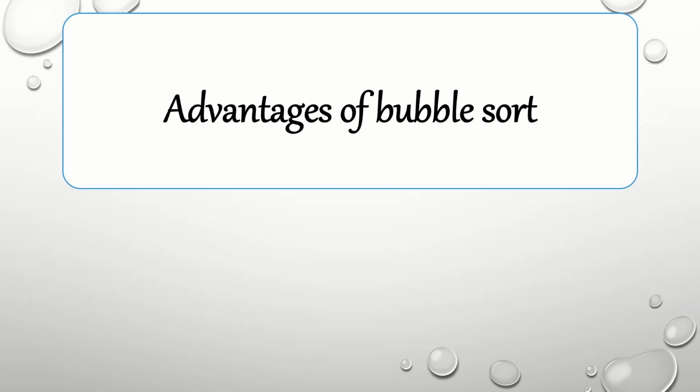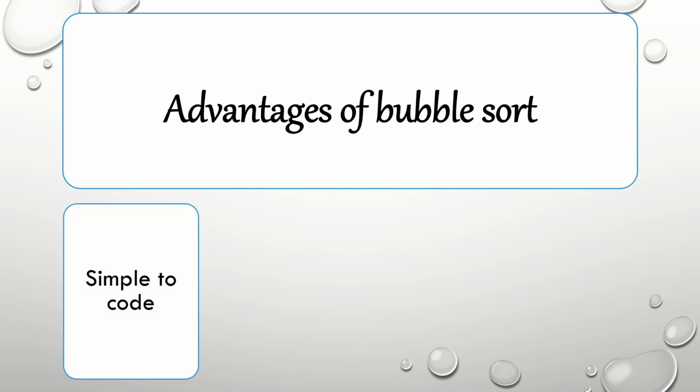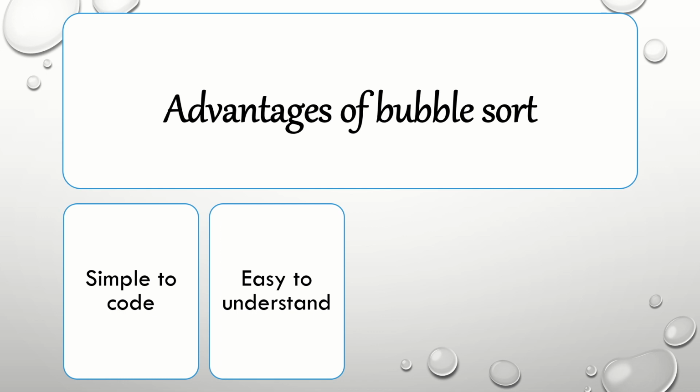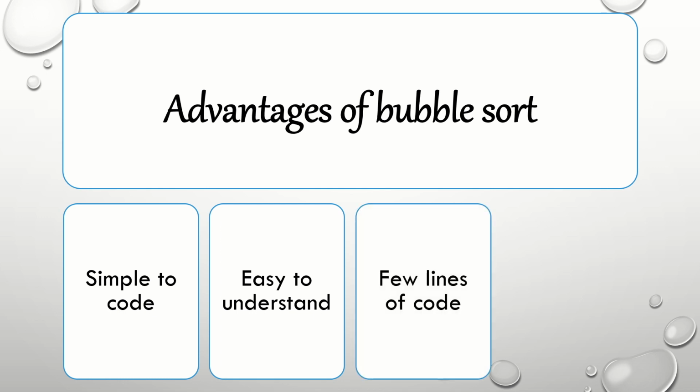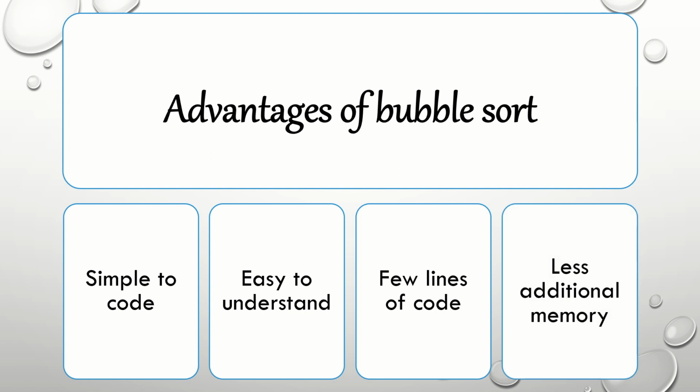Now that you have already understood how bubble sort works, let's have a look at different advantages of this algorithm. It is simple to code, as you've already seen. It is easy to understand as compared to other sorting algorithms. It requires very few lines of code, and very little additional memory is required in order to sort the elements as per the bubble sort algorithm.